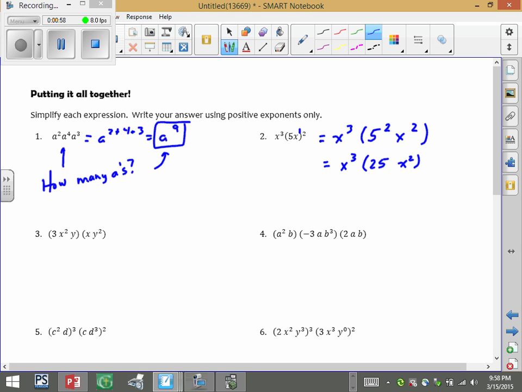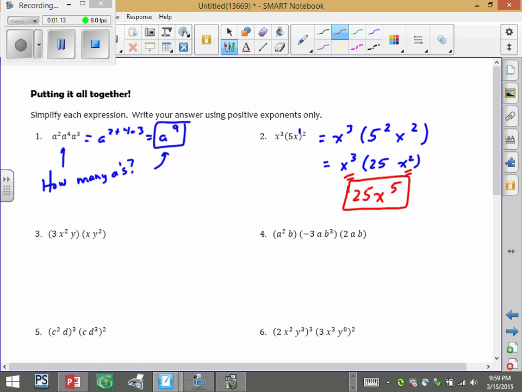Well, now I can combine those x's. So there's a grand total, there's 3 x's here, 2 x's there. So there are 5 x's. And a lot of times what we want to do is, if there is a number, put it out front. So 25x to the fifth.